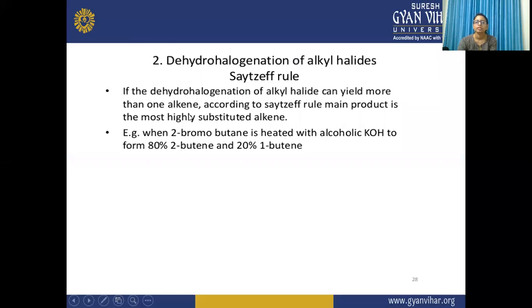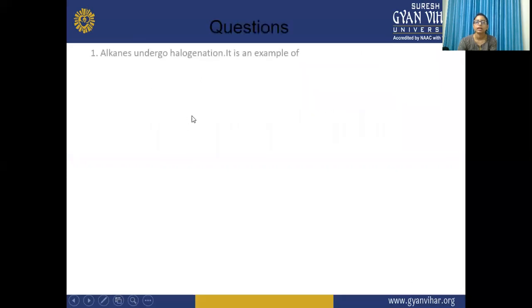Next, these reactions show that in the tertiary, there will be no reaction because on the beta position, there is no hydrogen atom present. So there will be no reaction occurring to this tertiary compound. Now dehydrohalogenation of alkyl halide.